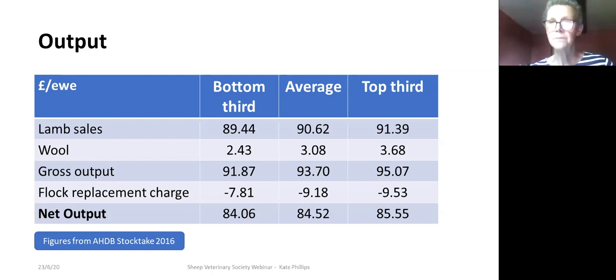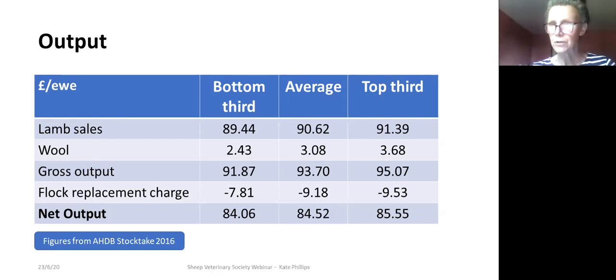So in terms of lamb sales, you can see these farms are very, very similar. Top third, £91.40 on lamb sales, compared to the bottom third at £89.44. So not very much difference in output. Wool, the top third were getting slightly more for their wool. Not quite sure why that would be. Maybe the breed of sheep, slightly more pence per kilo than some of the others at the bottom end of the scale. But it could be that their maintaining fleece is much better, their fly strike control is better, they haven't had sheep scab, they're just getting a higher value for their wool than bottom third producers.